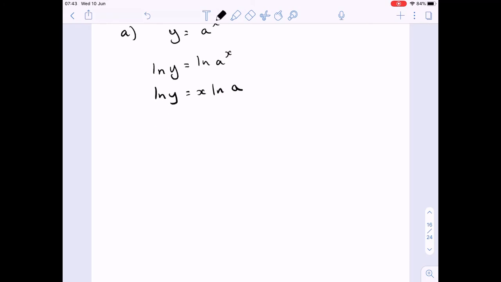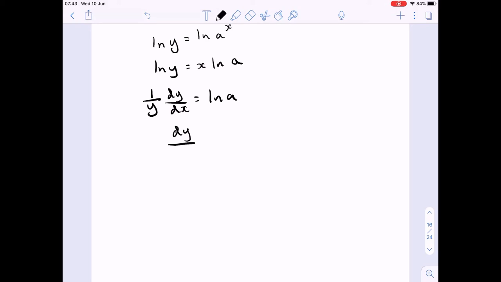Now if I differentiate implicitly, this will become 1 over y dy by dx equals, now this is x times ln a. Now ln a is just a number. a is not a variable, it's just a constant, so ln a is a constant as well, which means when I differentiate it, I differentiate it in the same way that 3x goes to 3, x times ln a is just going to go to ln a.